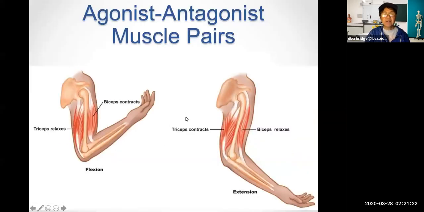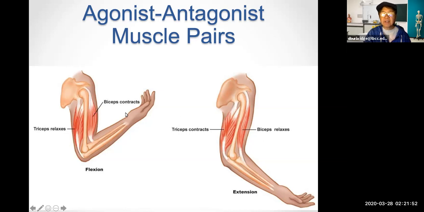All right, so here is what we talked about with the muscle agonist-antagonist pairing. If I am flexing at my elbow, the biceps brachii is the prime mover. It has to contract to allow that flexion to occur. But in the process of doing elbow flexion, the antagonist, the triceps brachii, has to relax. So during elbow flexion, that's this pairing.